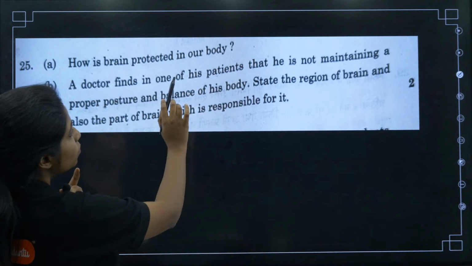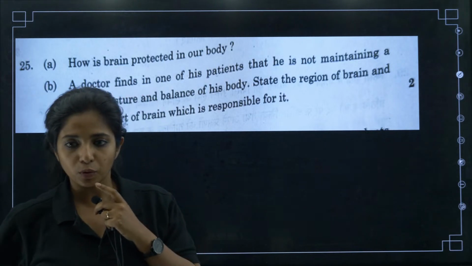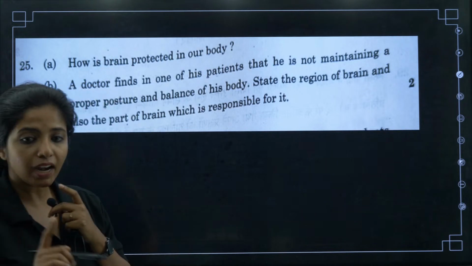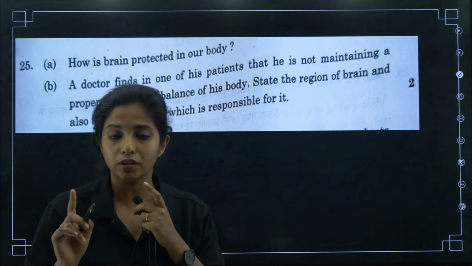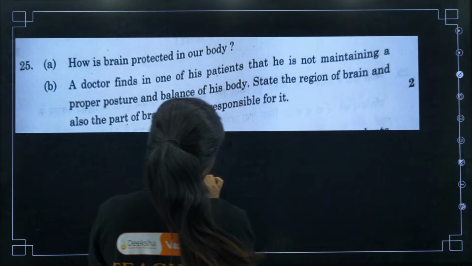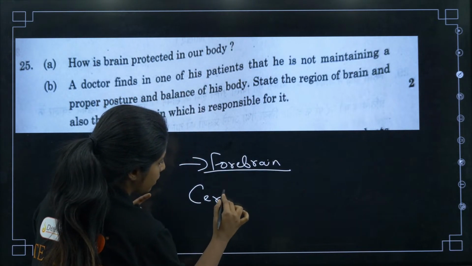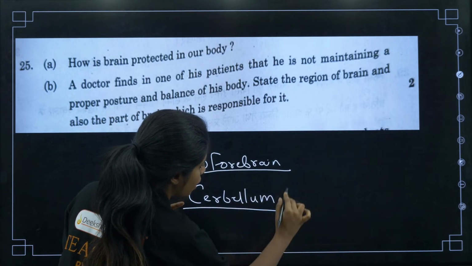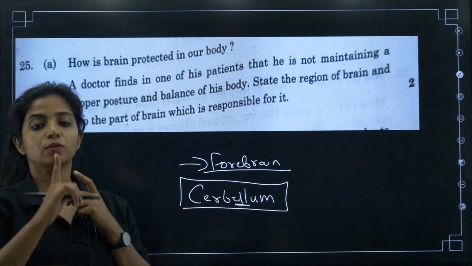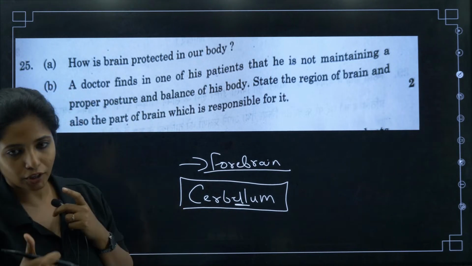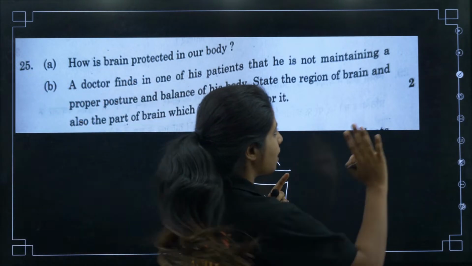Now a doctor finds in one of his patients that he is not maintaining a proper posture and balance of his body. He is not able to move around. So state the region of the brain and also the part of the brain which is responsible for this. So the region of the brain is forebrain, my dear children. Okay, what do we have? We have forebrain. That is the second largest part of the brain. And in it, you have something known as cerebellum, which is responsible for the posture as well as balance. Okay, that is why you stand straight and things like that. If you have written this, you have got the marks. That is 2 marks. This and this. Got it? So 2 plus 2, 4 marks pakka in biology.